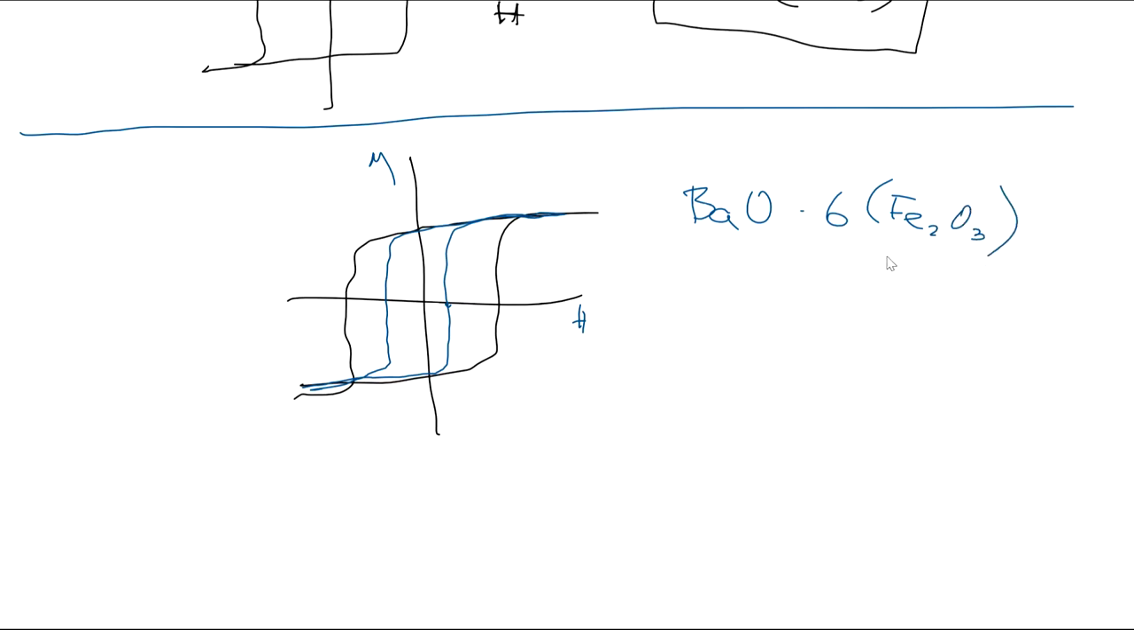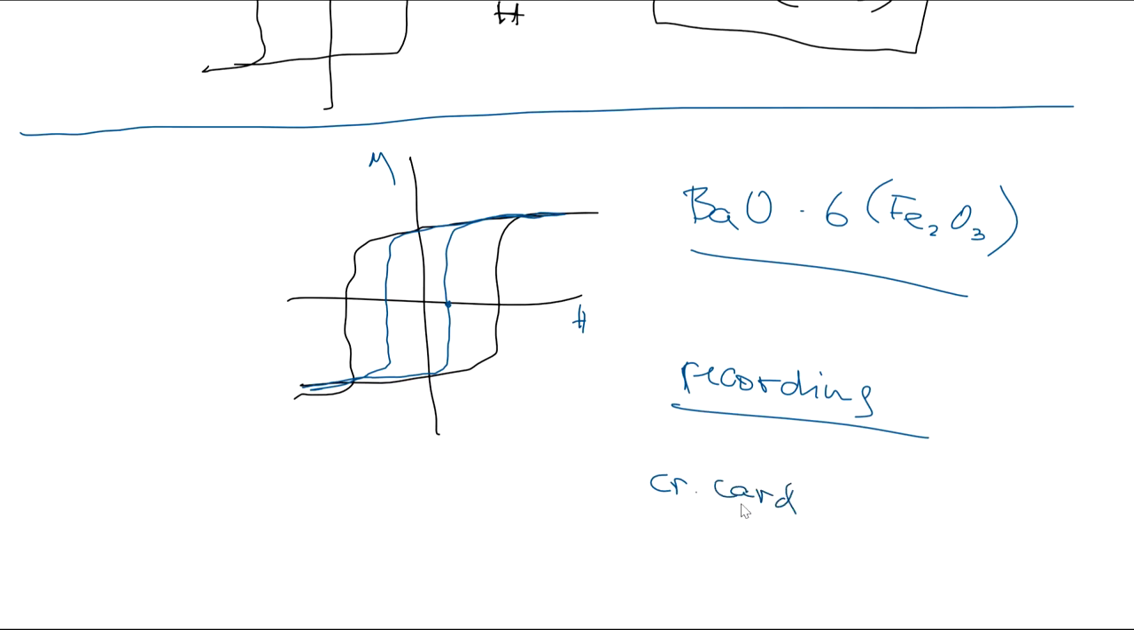Barium ferrite is a permanent magnet, and you can use it in permanent magnet applications, but it doesn't require huge magnetic fields to get magnetized, only certain magnetic fields. So this material is used in magnetic stripe cards. Your credit card or GSU Panther card has this material in the back. So it's used in recording and credit cards, and actually not only credit cards, but any magnetic card stripes.